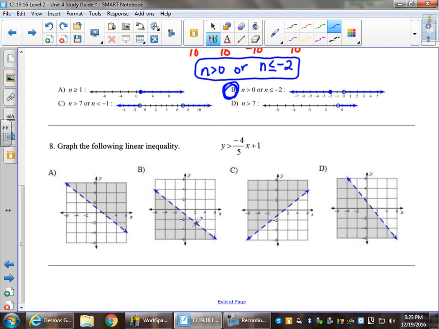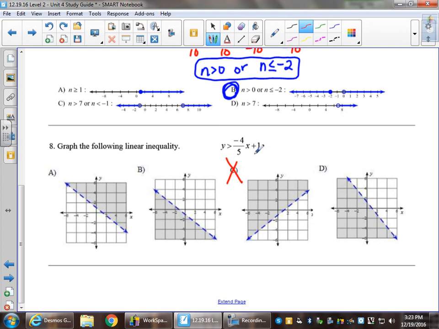The graphing ones, if it solves for y, we're definitely going to use process of elimination. And this is what I mean by that. I have a negative slope. Right away, I know that's a decreasing line. So what can I cross out? If I see an increasing line, that one is gone. C is gone. That's increasing.